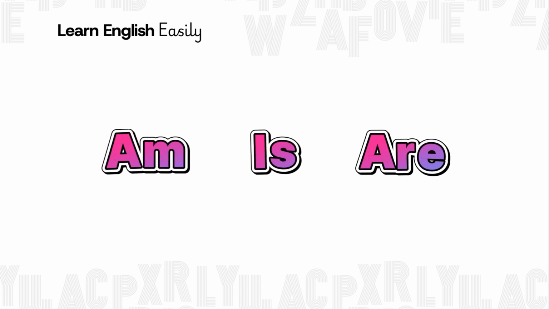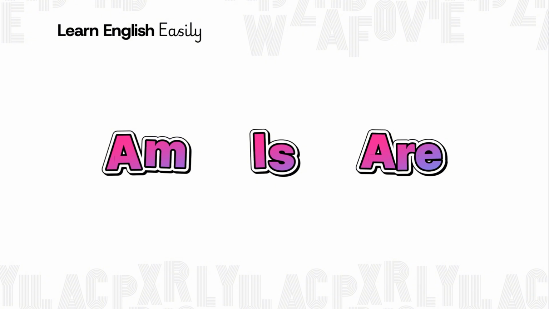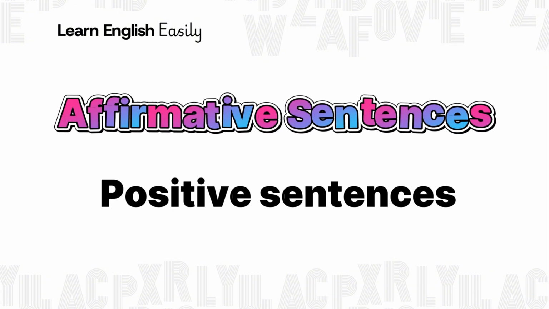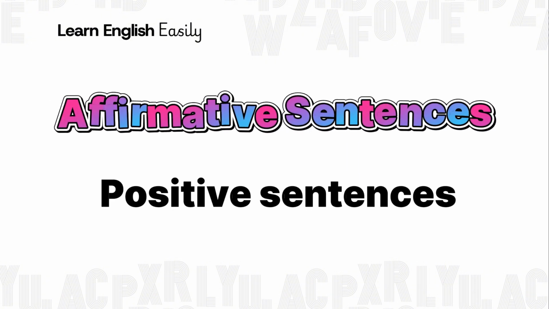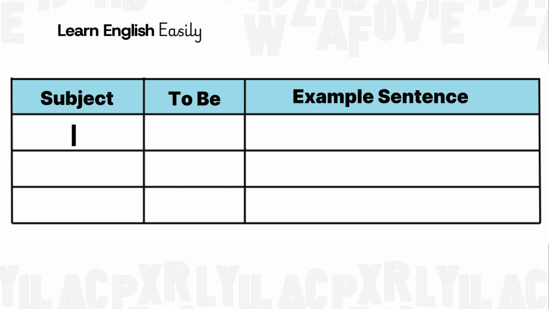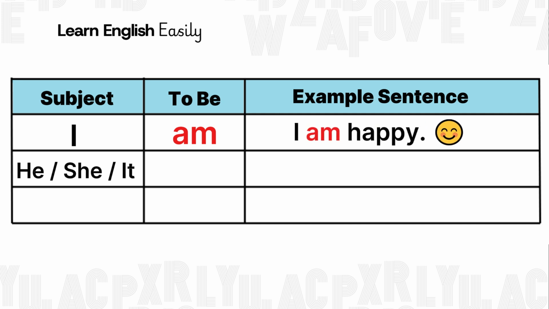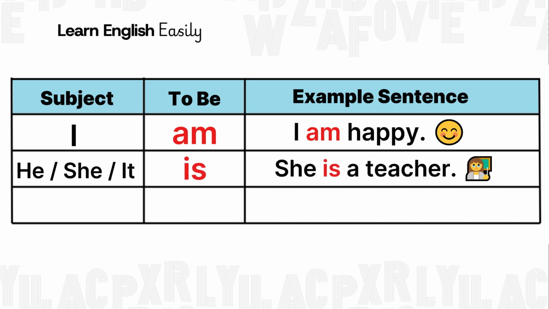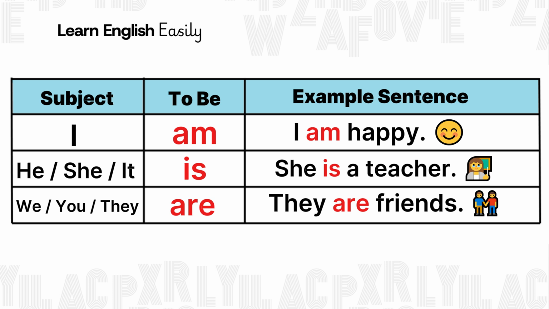In English, we use am, is, and are to talk about people and things. Let's see how. First, let's learn how to use am, is, and are in positive sentences. I am happy. He, she, it is. She is a teacher. We, you, they are friends.